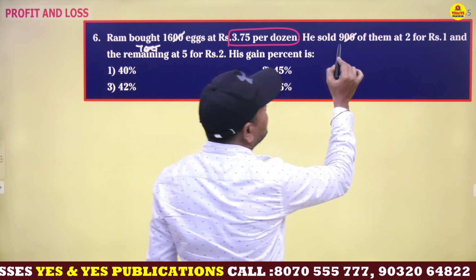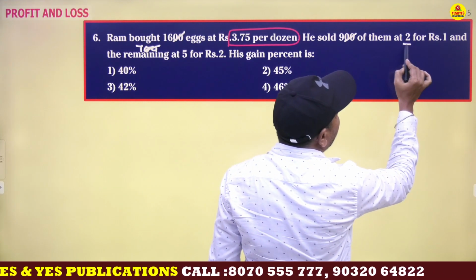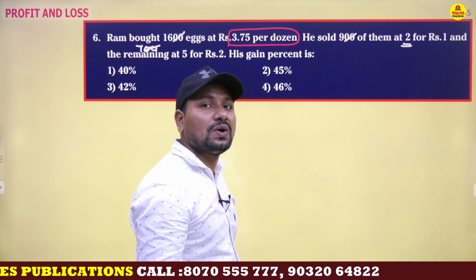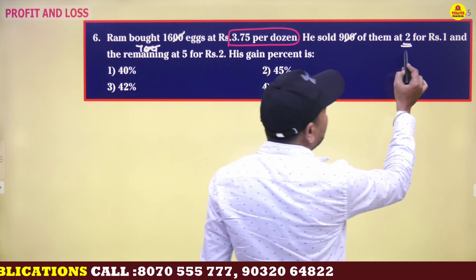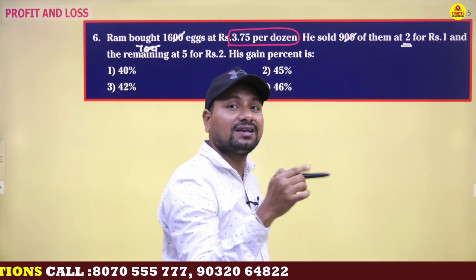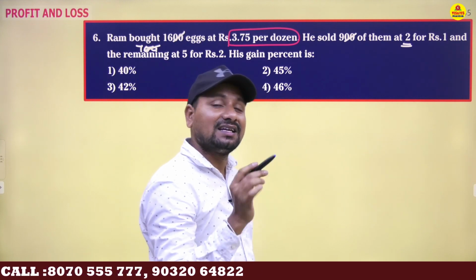And we have 9 eggs. Each 2 eggs for 1 rupee means how much money? 2 eggs 1 rupee, 4 eggs 2 rupees, 6 eggs 3 rupees.